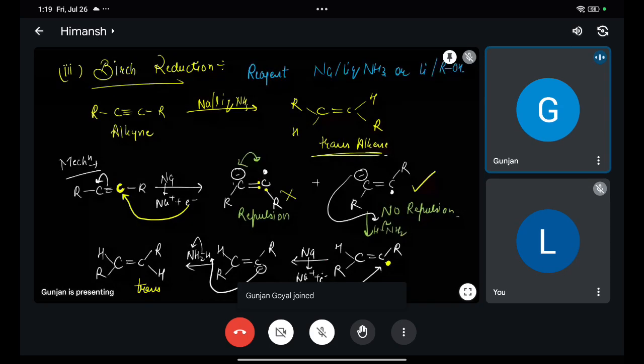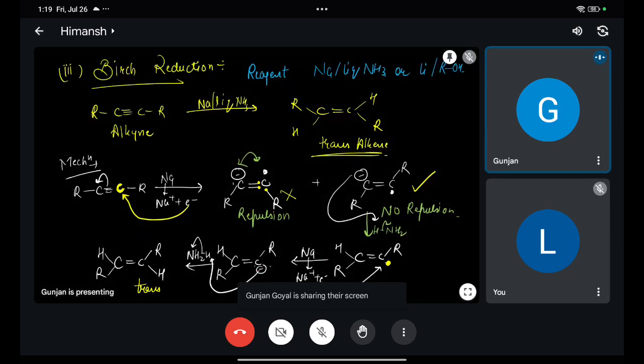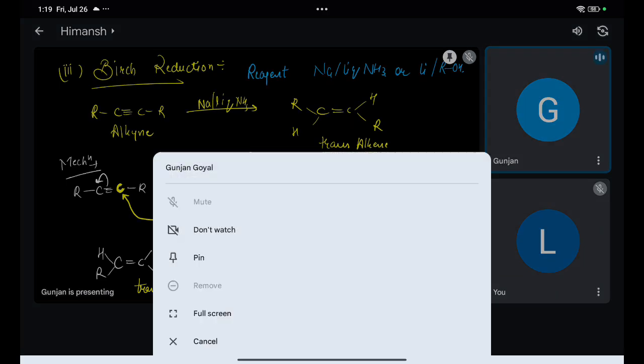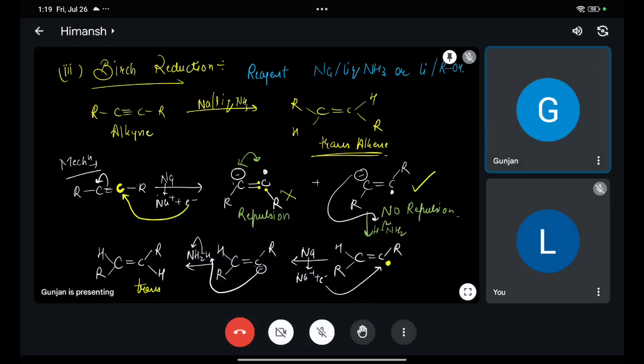So when this carbon got a negative charge, it will again accept H positive from the second NH3 molecule. So that is how we can say 2 Na and 2 NH3 are used, and together it will form NaNH2.